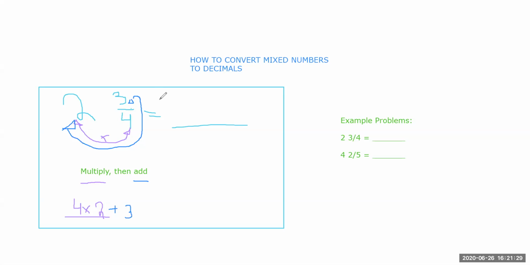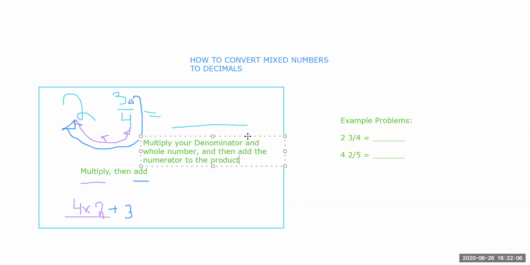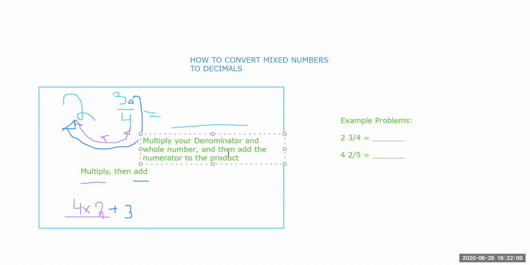So the rule here is multiply your denominator and whole number, and then add the numerator to the product. And product just means the answer to a multiplication problem, and since 4 times 2 is a multiplication problem, we're gonna call it a product.